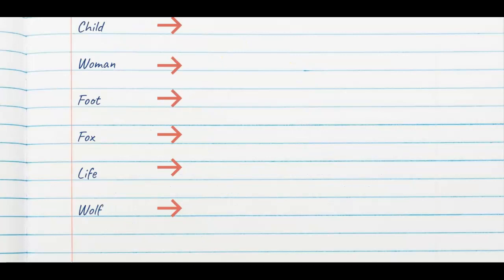So here are some examples. We have child, woman, foot, fox, life, and wolf. All of these will change to a different spelling. So think about, what would these change to?